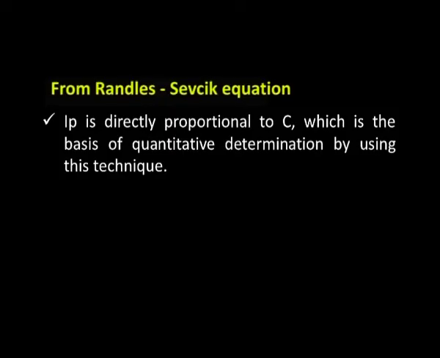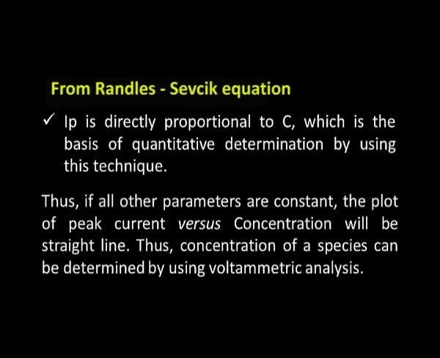From the Randles-Sevcik equation, Ip is directly proportional to concentration, which is the basis of quantitative determination by using this technique. Thus, if all other parameters are constant, the plot of peak current versus concentration will be a straight line, and thus the concentration of a species can be determined by using voltammetric analysis.